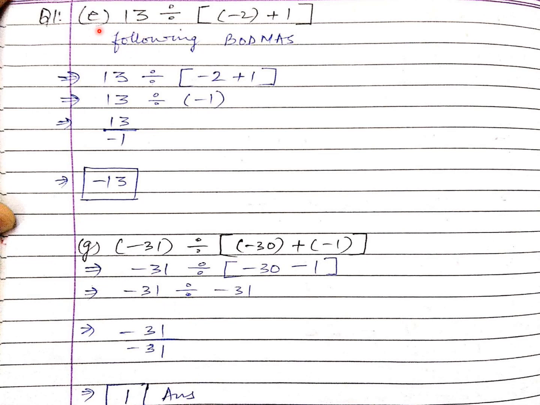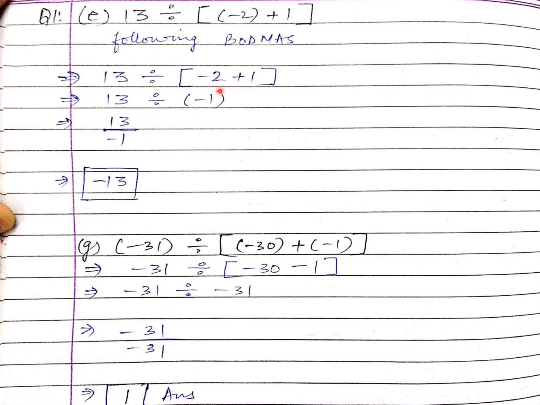Question 1 of E part I have done over here. It is 13 divided by, in bracket, minus 2 plus 1. This question is based on division. So here also we will have to follow the BODMAS rule, which says bracket solve first, then of, then division, multiplication, addition and subtraction. Now you can see this square bracket. First of all, we will try to solve inside this, and then we will come out of this bracket. Now we can see we have a minus 2 over here. When the bracket is open, it remains minus 2 only, plus 1.